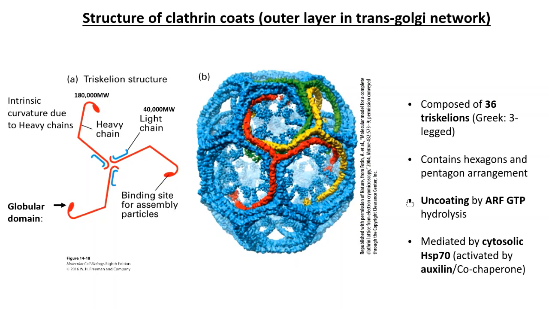Do you remember what mediated the SAR1 GTP hydrolysis in the case of COP2 vesicles? It was SEC23, which was also being recruited by SAR1. So from this, I'm not asking you how many units it is composed of or the molecular weights, but you do need to know some facts: this intrinsic curvature is due to the heavy chains. There are three sets of heavy and light chains present. Also, the recruitment of coat proteins is done by ARF, and hydrolysis of ARF GTP is mediated by cytosolic HSP70.